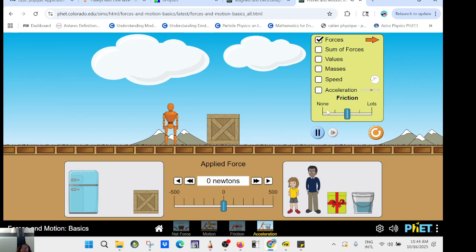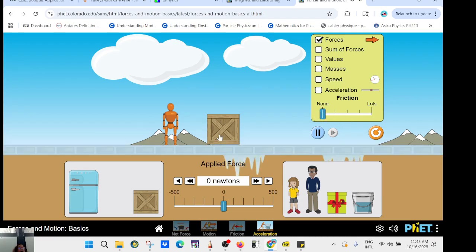Now, if we remove friction, we still have to push because there is still a mass. So the acceleration will still be proportional to the applied force.